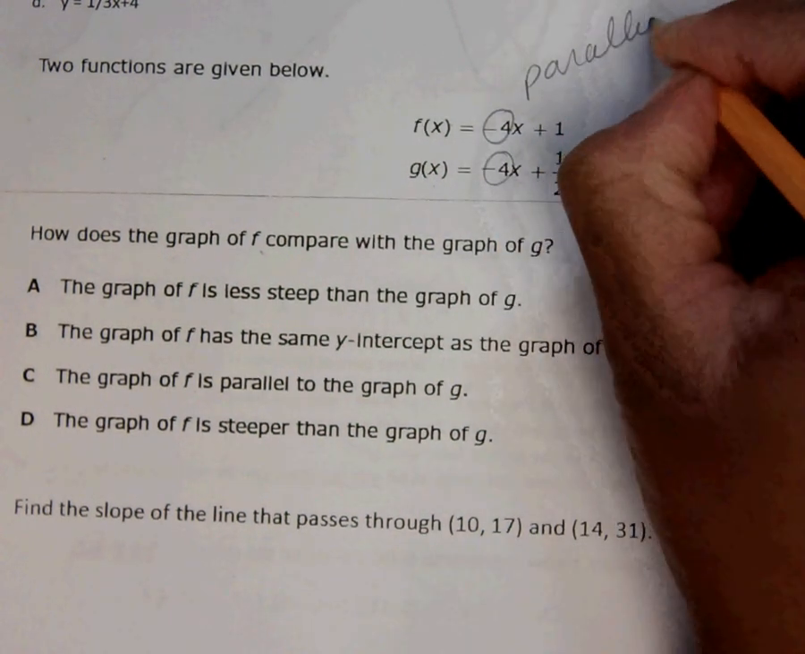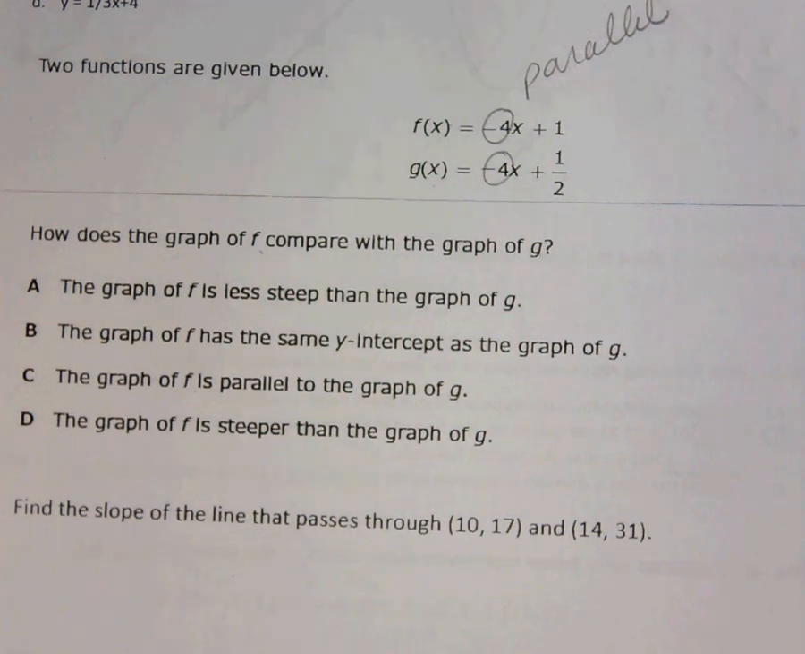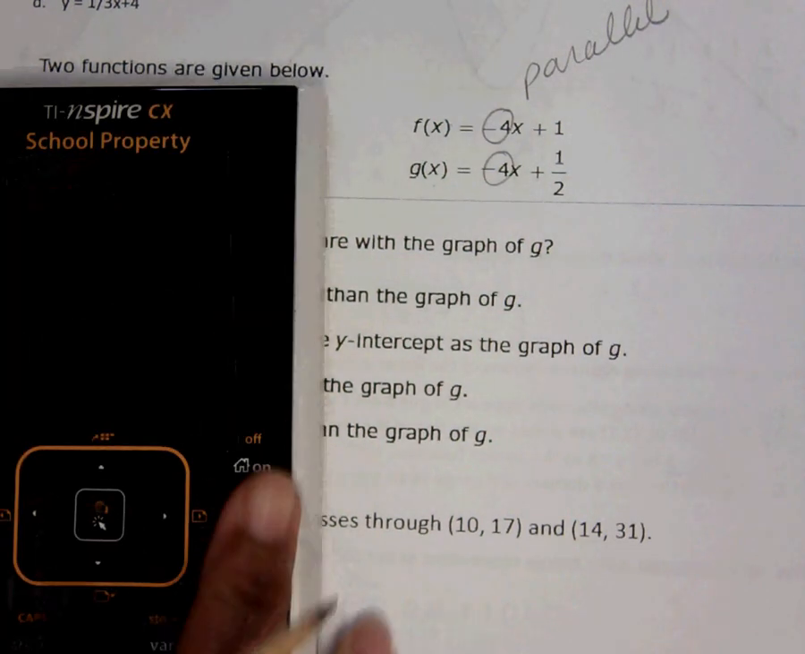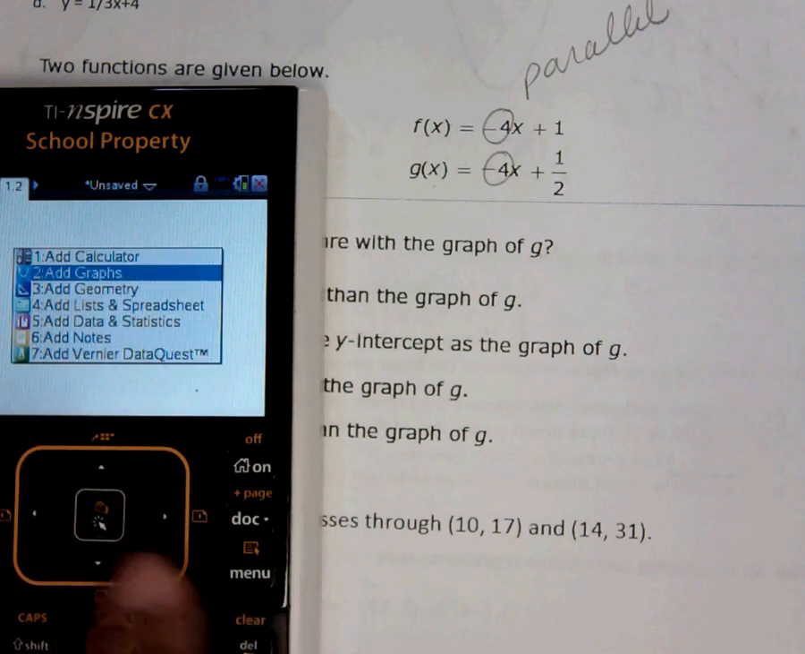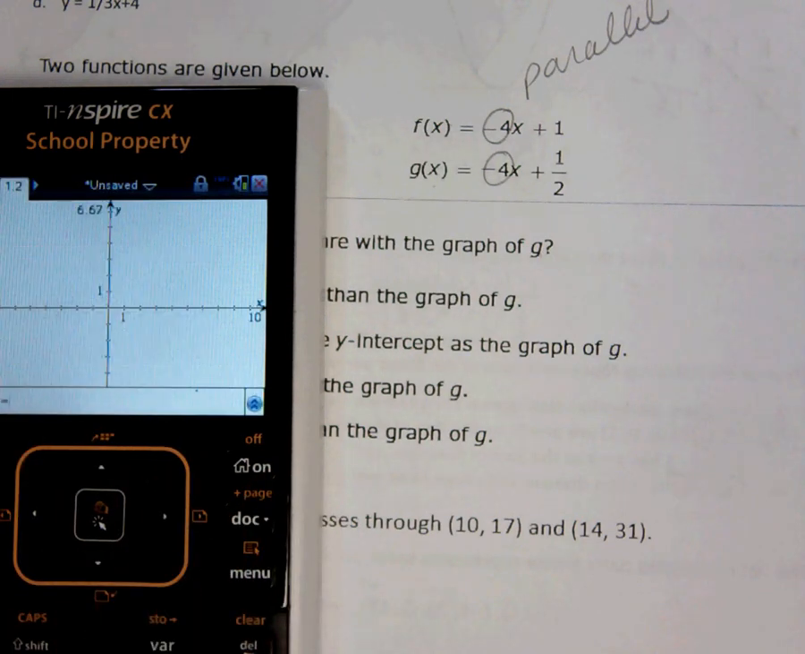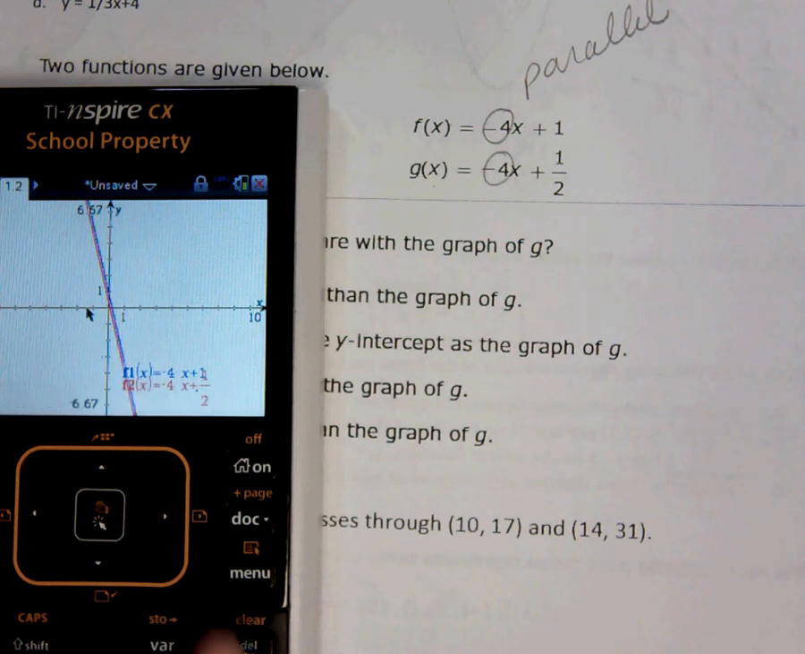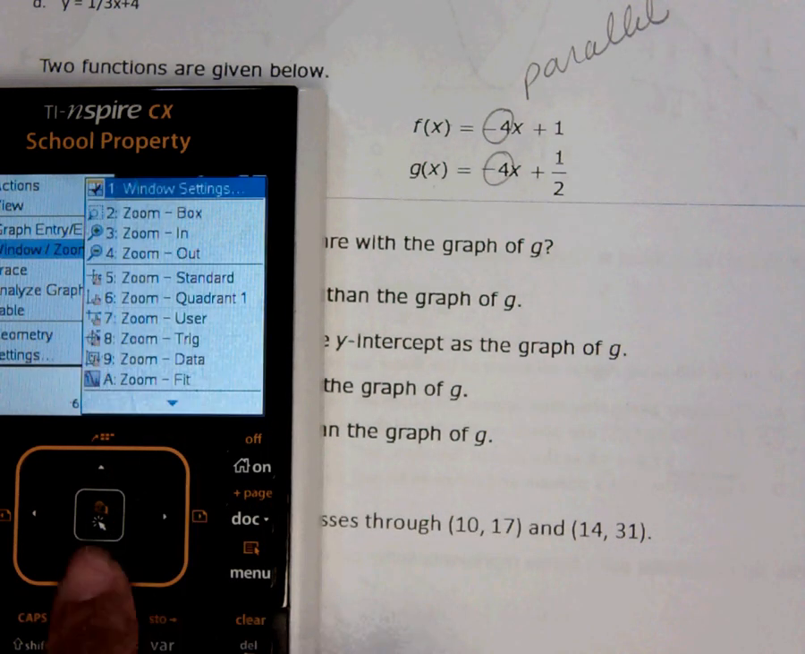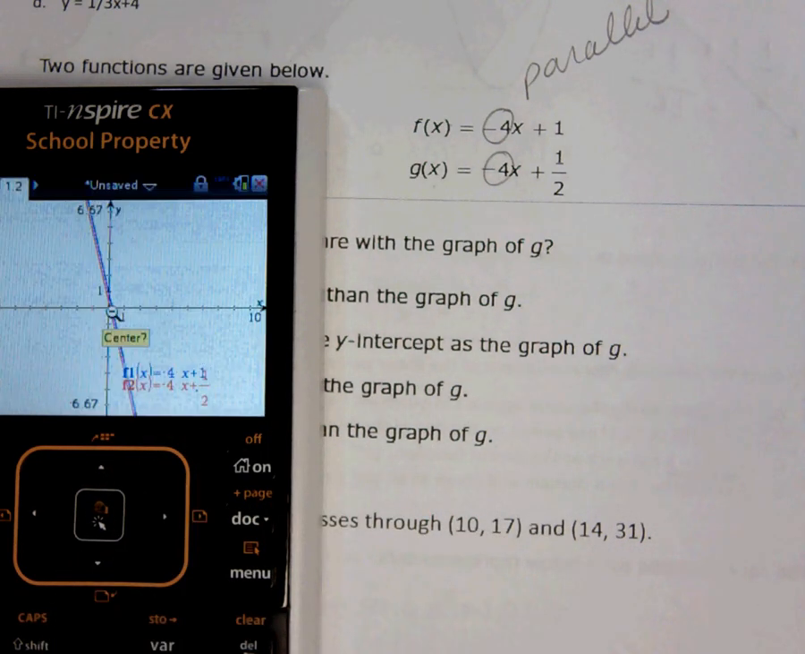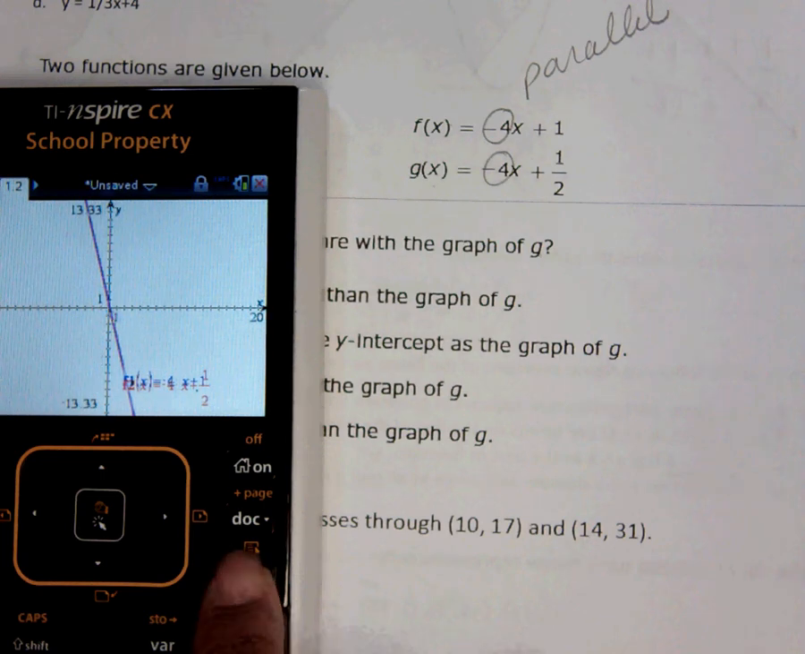Two functions are given below, f of x and g of x. How does the graph of f compare to the graph of g? So you should know that when you have the same slope, you have parallel lines. If you happen to forget that, just graph them. So control doc add a graph. Negative 4x plus 1, and negative 4x plus 1 divided by 2. And I can see it, and they're really close.